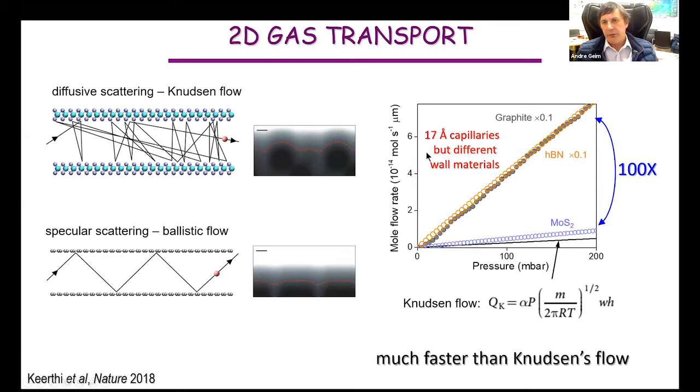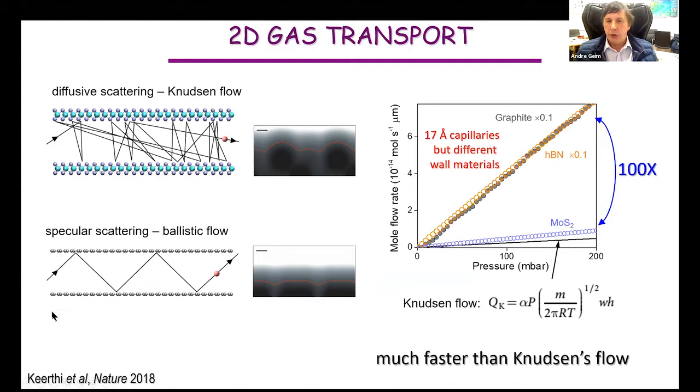But for the case of boron nitride and graphite, the walls are much smoother. They are of sub-angstrom roughness, and in this case we see specular scattering. We know from additional experiments that even de Broglie wavelengths make the quantum mechanical reflection make the surface effectively even smoother. And this is why we see this kind of ballistic flow: whatever comes in, comes out, without any essential resistance, the same resistance as just a short opening makes.